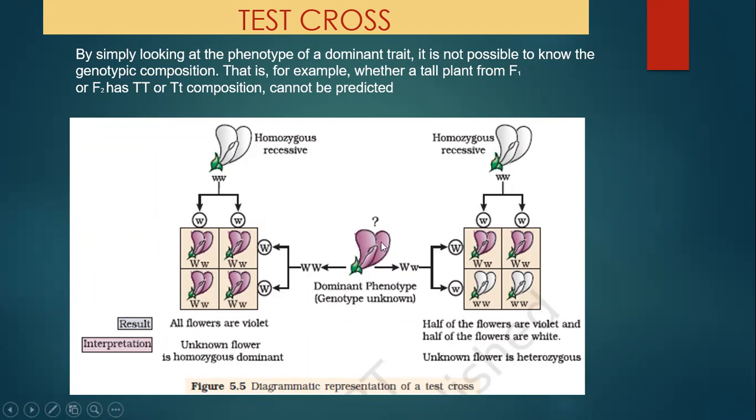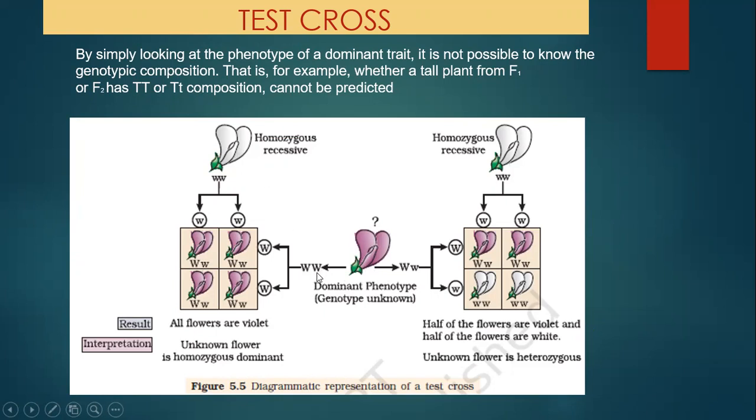In this example, they have taken the character as flower color. If the purple flower, which is a dominant trait, is expressed and is visible from outside, then there is a question: you can have either this genotype or this genotype, so it can be homozygous or heterozygous. In order to find out the genotypic composition of this dominant phenotype, we have to do a cross with a recessive parent.